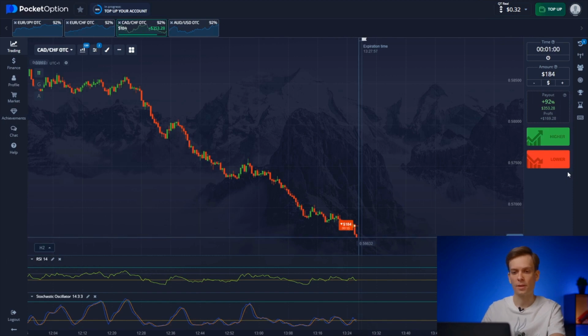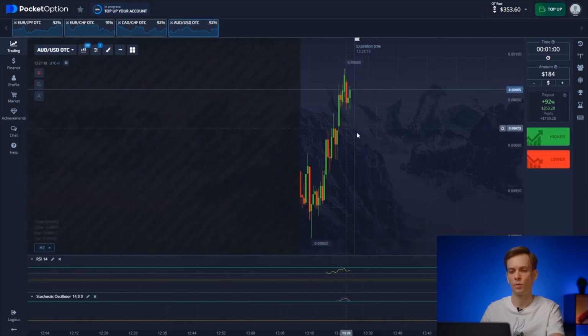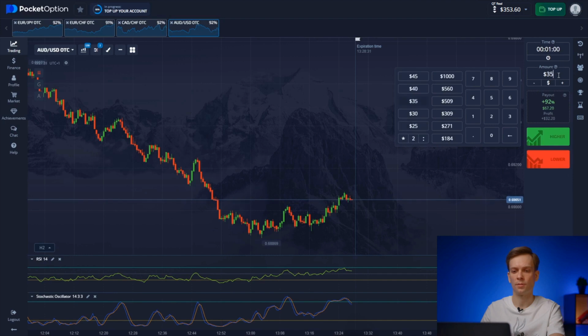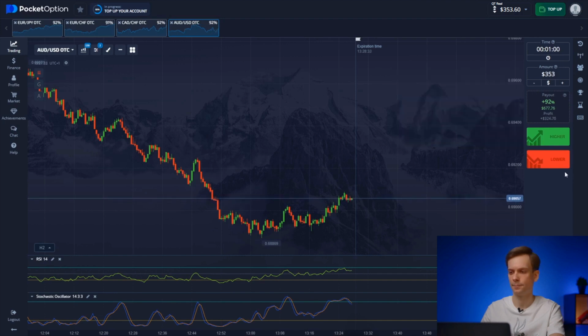So, if everything goes as expected, I will get $353 because the profitability of this currency pair is 92%. Yes, got it. Moving on to the next pair now. The Australian dollar, the US dollar. I'm putting in 353 here. All right.